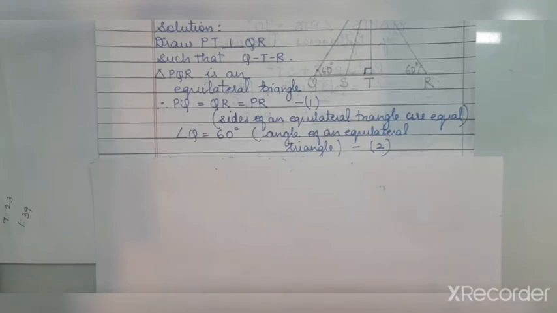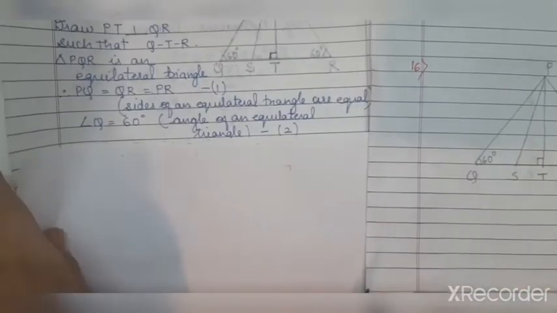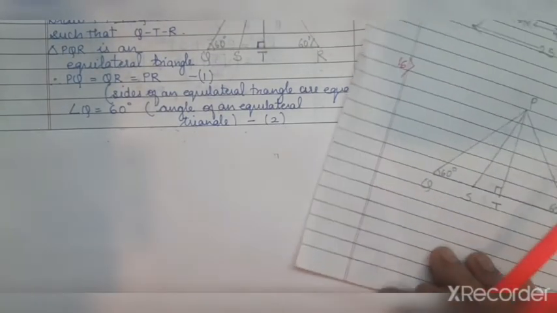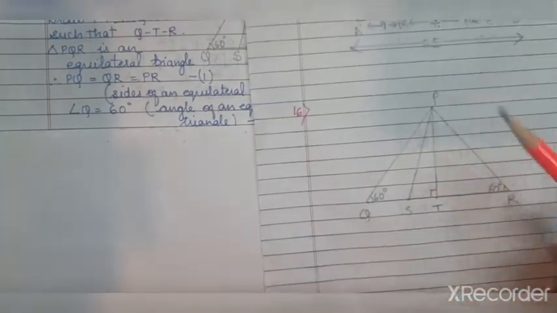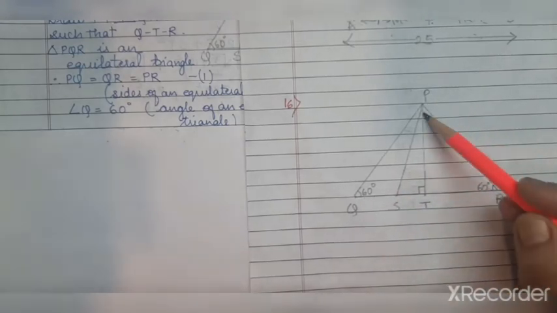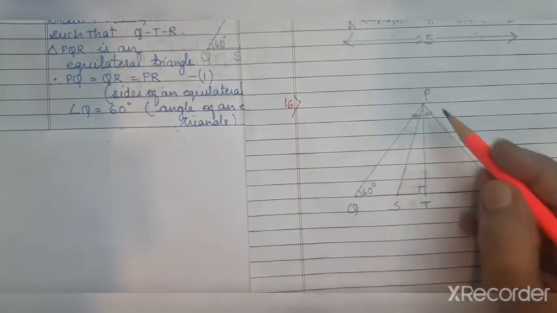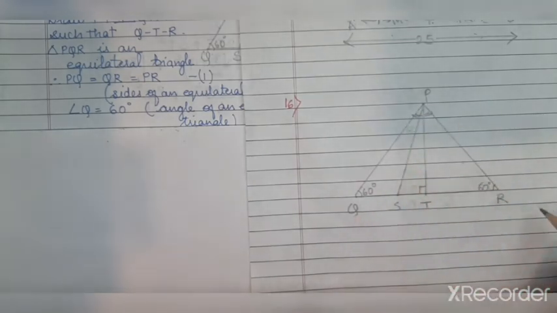So these two things we'll first mention before we start. I can show you the figure along with what is written. So first thing we need to write, since it is given an equilateral triangle, is that the angles are 60 degrees. All the three angles are 60 degrees, and all the sides are equal.